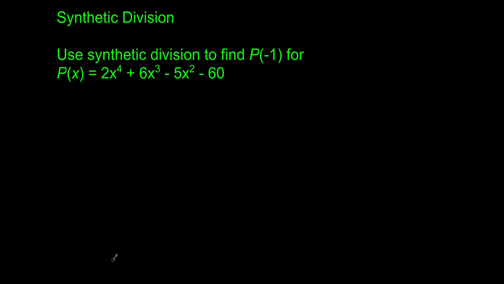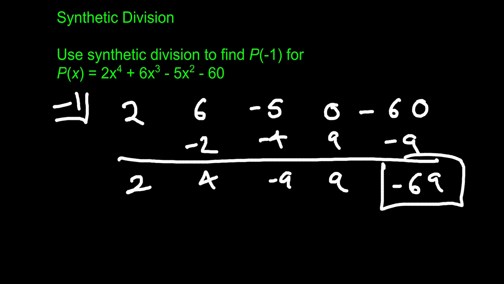I want you to pause the video and try and answer this. Okay, so using synthetic division, we found that p of negative 1 is equal to negative 69. You can pause the video and check out my work if you want to see how I did it. And that's it for this lesson.